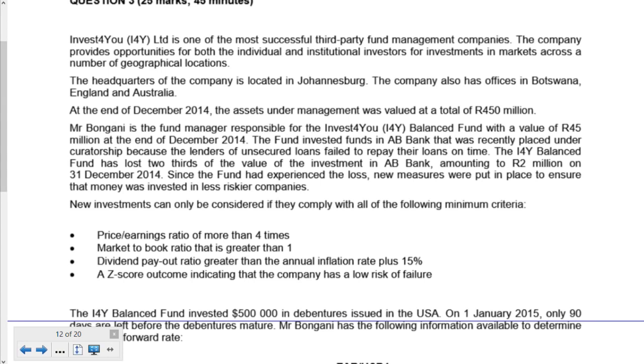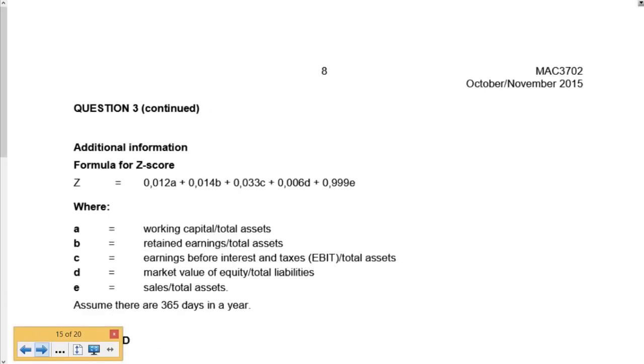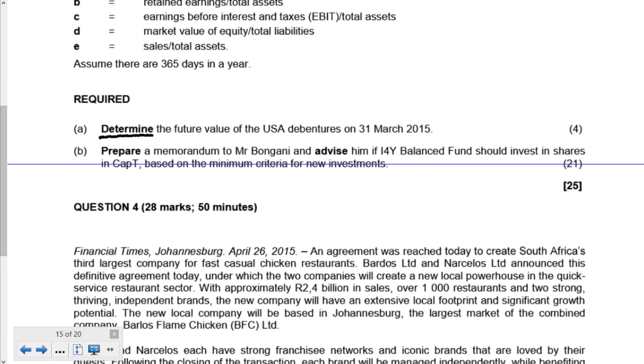The next question is ratios. You'll see that the next question has lots of pages because it's ratios. So they have a P&L and a financial position, etc. But we're going to start with this one. Determine the future value of the USA debentures. This is a forex question, a small forex question. So let's start with that one. Determine the future value of the USA debentures.